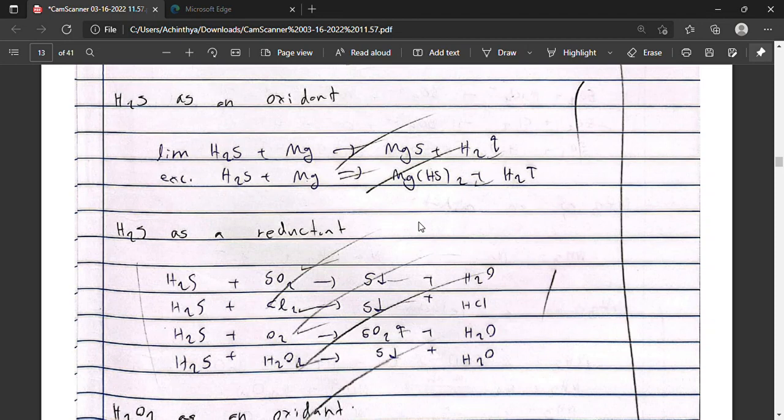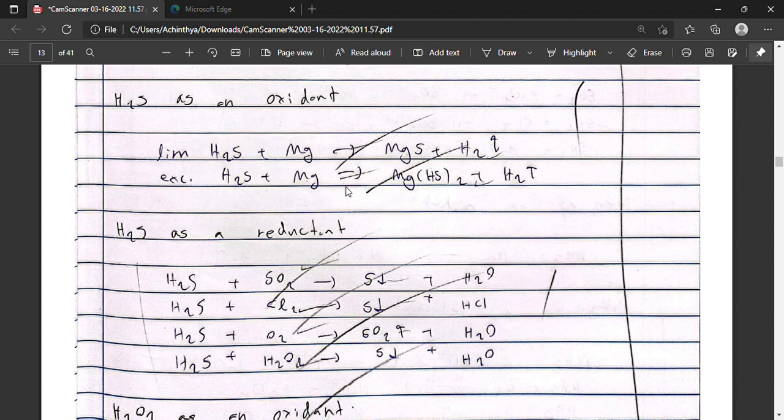Let's talk about the redox reactions of hydrogen sulfide and how hydrogen sulfide acts as an acid. Here are the reactions in which hydrogen sulfide acts as an oxidant, as an oxidizing agent, and in these reactions the hydrogen sulfide reduces itself to form hydrogen. The hydrogen is in +1 state here and it reduces to 0 state in hydrogen.